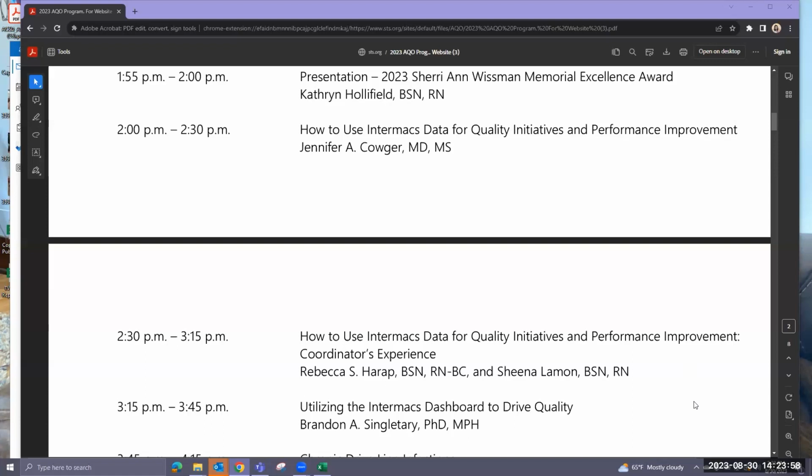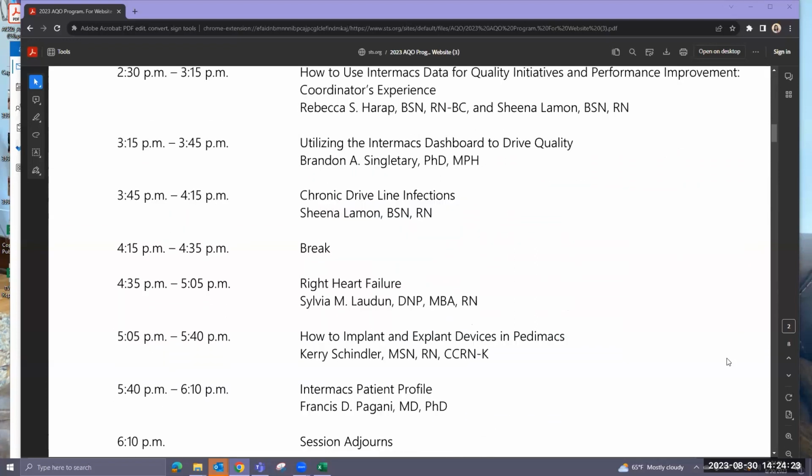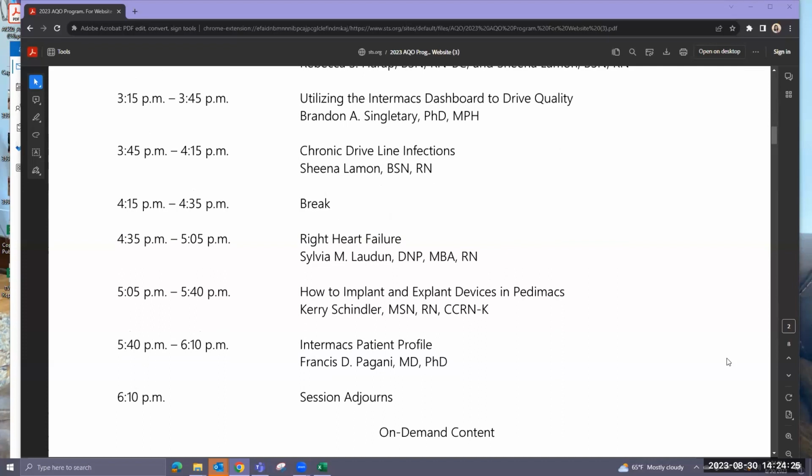That presentation is going to be combined between two different coordinators, Rebecca and Sheena. Sheena and Rebecca are going to discuss how they use the data at their center, so you'll get the perspective of two different coordinators. And then Dr. Brandon Singletary, who gave us the PDMacs dashboard updates today, is going to give us a talk on utilizing the dashboard to drive quality at your center.